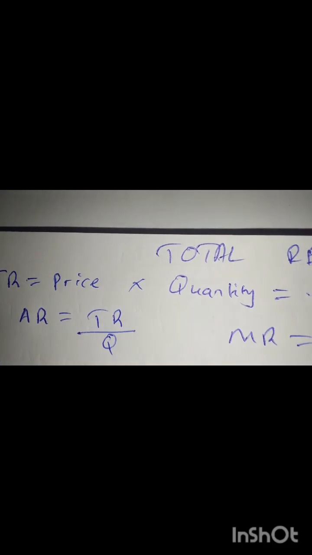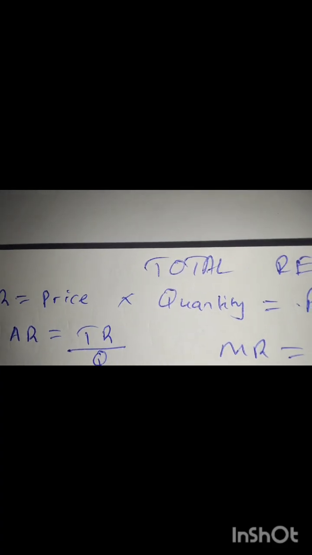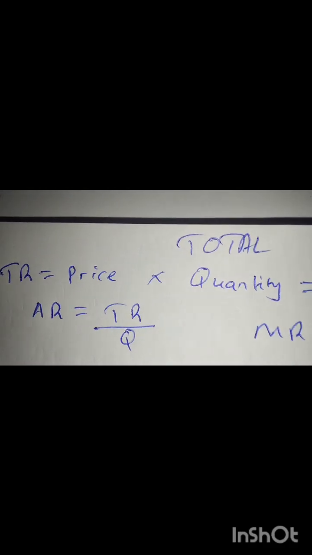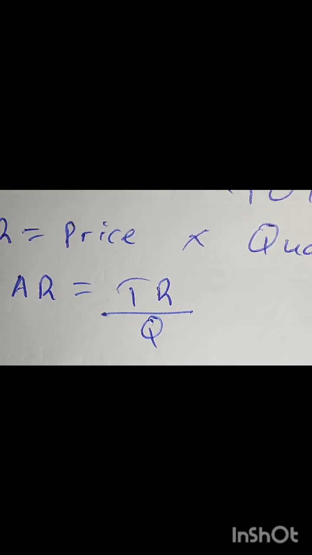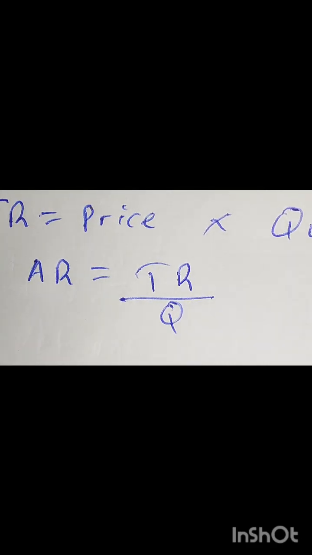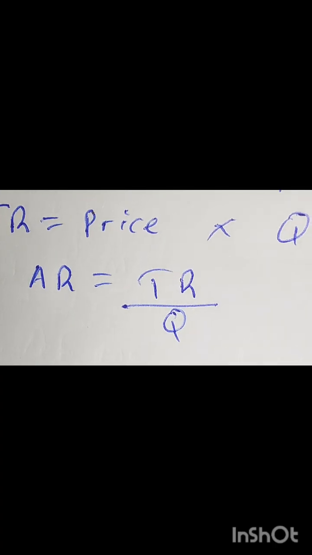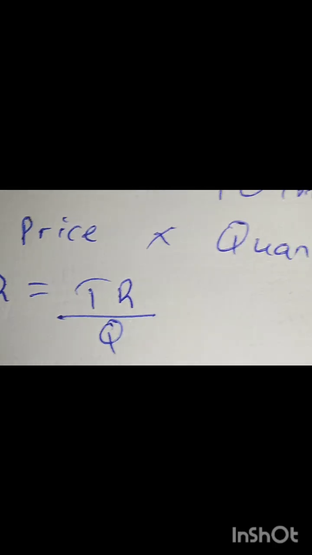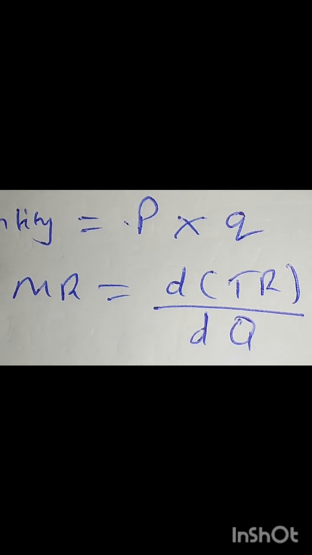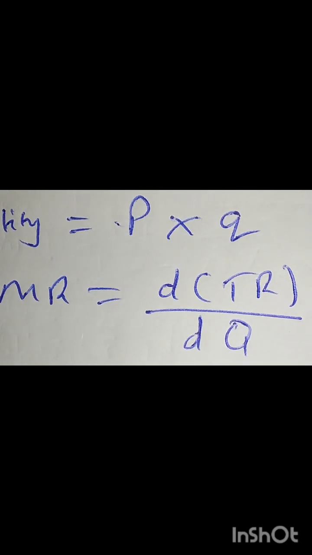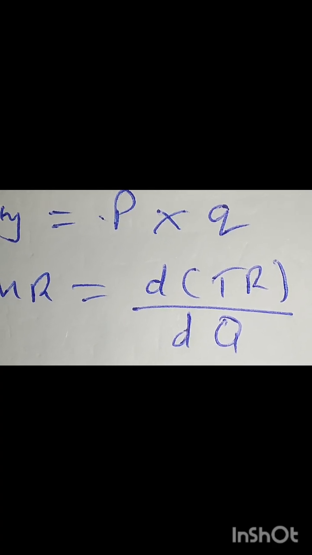By definition, average revenue is the revenue received from selling 1 unit, or 1 more unit in short. The formula for average revenue is TR over Q. Then we also have marginal revenue. Marginal revenue is the differentiation of total revenue, so marginal revenue is the rate of change of total revenue.